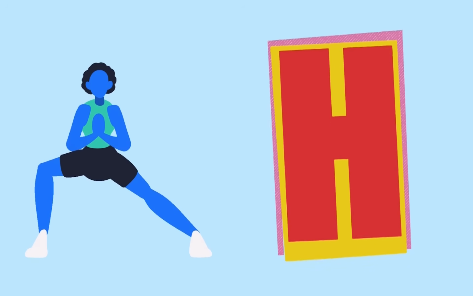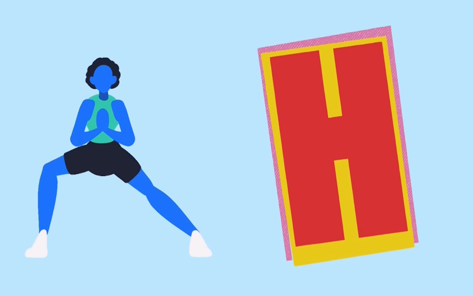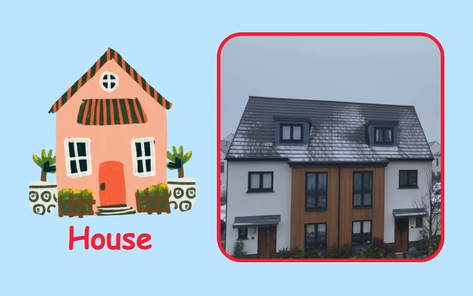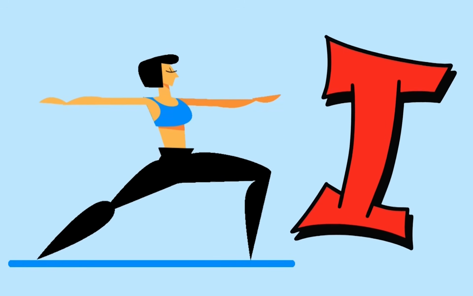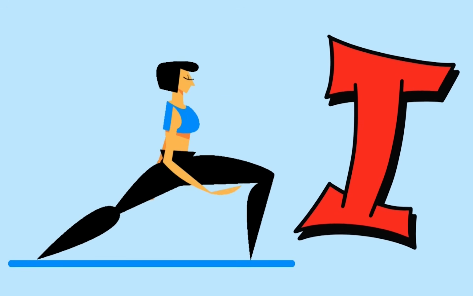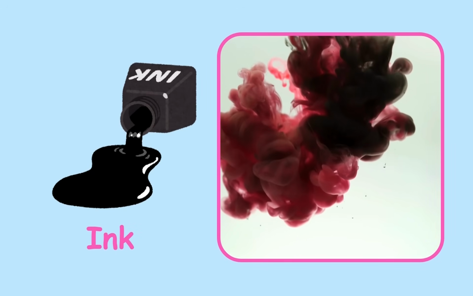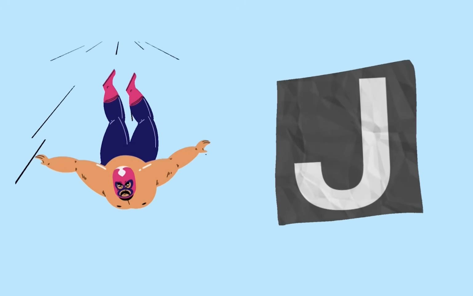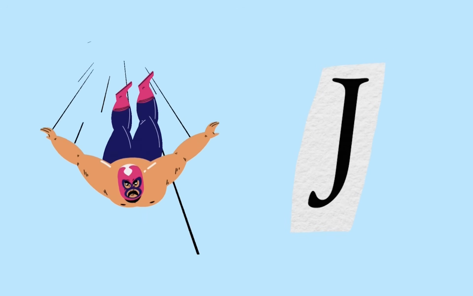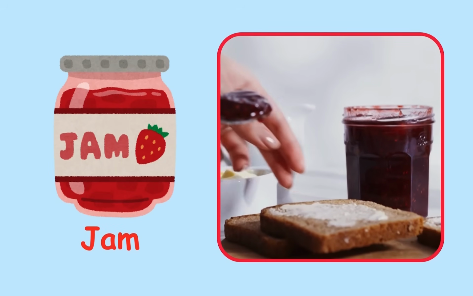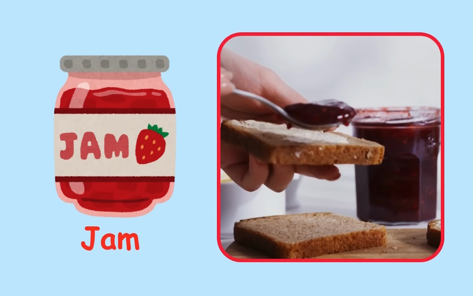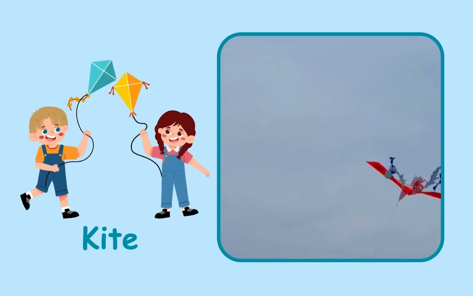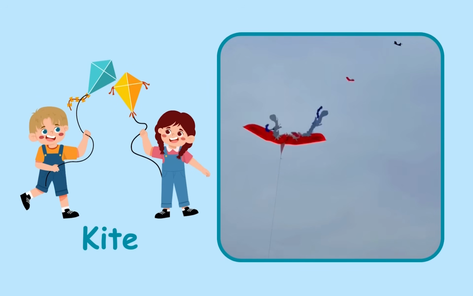This is letter H. House starts with letter H. This is letter I. Ink starts with letter I. Letter J. Jam starts with letter J. This is letter K. Kite starts with letter K.